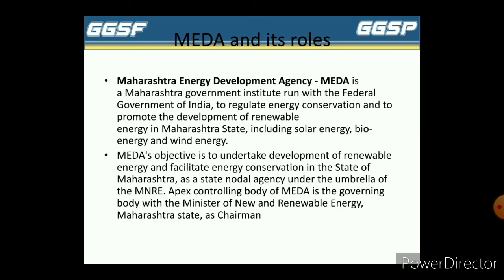MEDA and its roles. Maharashtra Energy Development Agency, which is called MEDA, is a Maharashtra government institute run with the federal government of India to regulate energy conservation and to promote the development of renewable energy in Maharashtra state, including solar energy, bioenergy and wind energy. MEDA's objective is to undertake the development of renewable energy and facilitate energy conservation in the state of Maharashtra as a state nodal agency under the umbrella of MNRE.